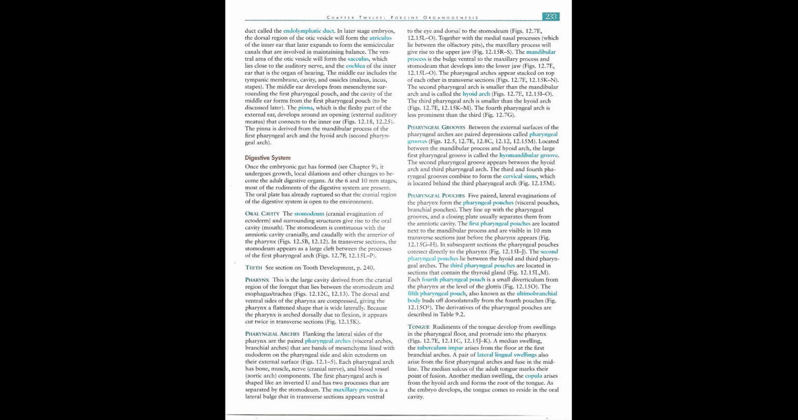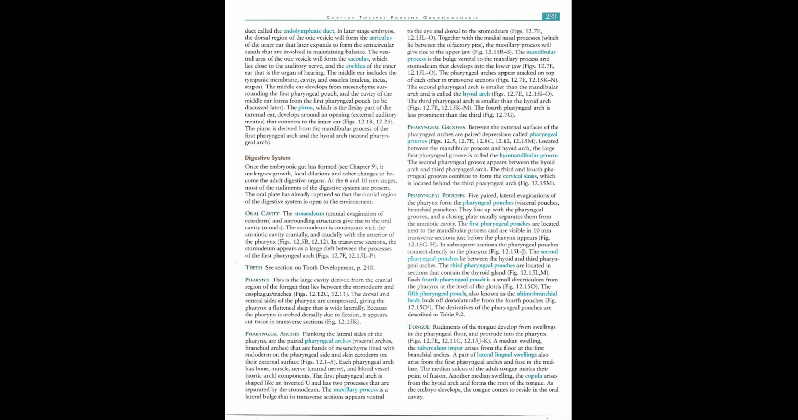The middle ear develops from mesenchyme surrounding the first pharyngeal pouch, and the cavity of the middle ear forms from the first pharyngeal pouch, to be discussed later. The pinna, which is the fleshy part of the external ear, develops around an opening, the external auditory meatus, that connects to the inner ear, Figs 12.18, 12.25. The pinna is derived from the mandibular process of the first pharyngeal arch and the hyoid arch, the second pharyngeal arch.